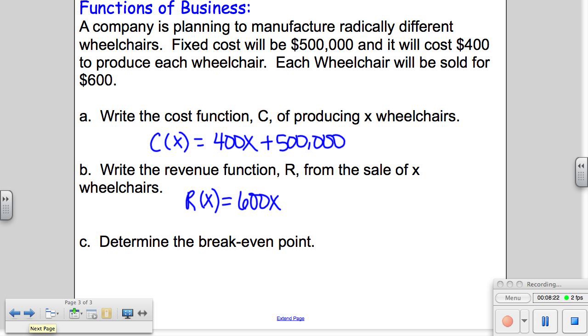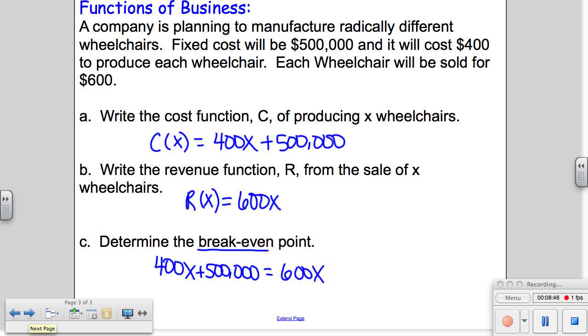Finally, we want the break-even point. The break-even point is when the amount of money we've put out is going to equal the amount of money we've taken in. When do we break even? When are these going to be the same? So we're going to go ahead and take those two equations, our cost, and set it equal to our revenue. And we're going to figure out when this is the same.